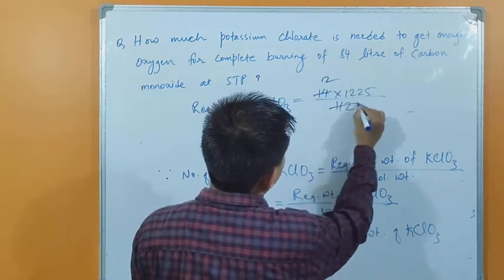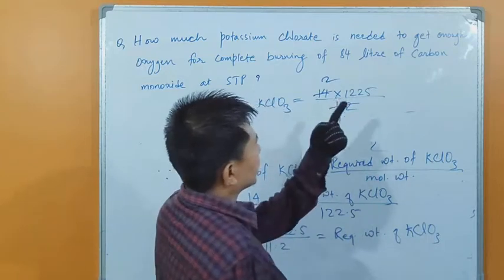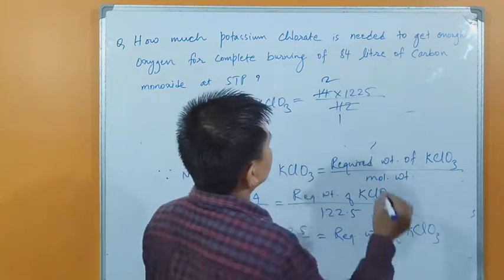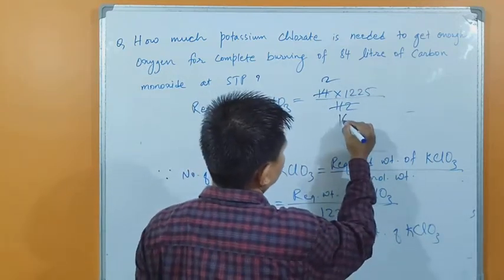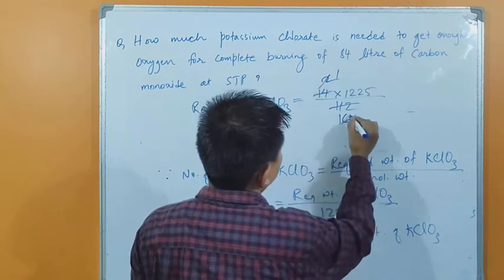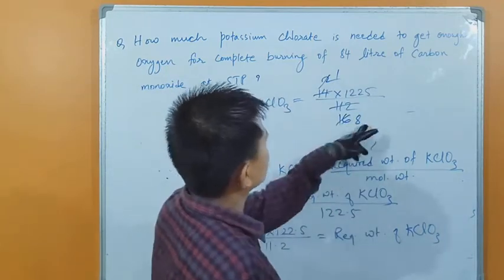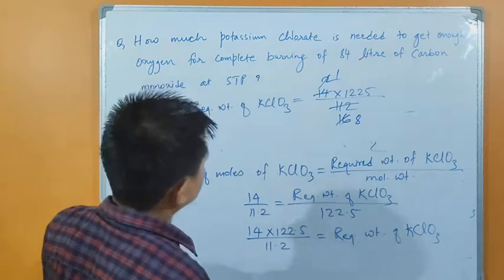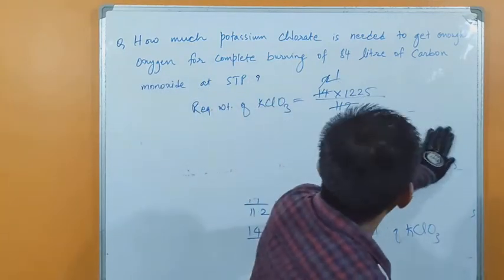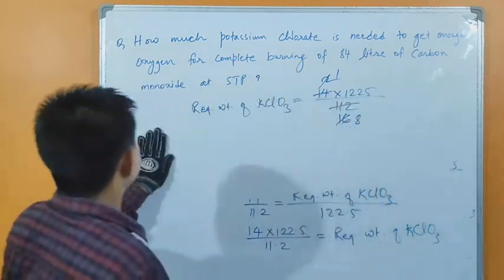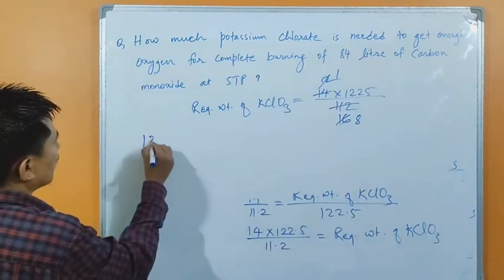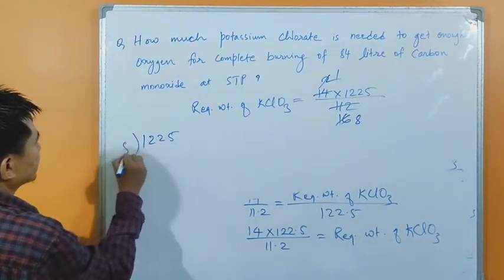7 2s are 14, 7 1s are 7, 8 9 10 11 4. So 7 6s are 42, isn't it? 2 1s are 2, 2 8s are 16. And now these two cannot be divided because the last digit is 5. So we need to divide 1225 by 8. Let us divide here. 1225 by 8.